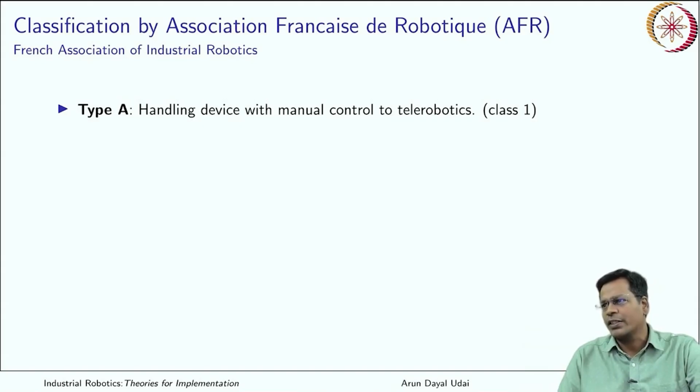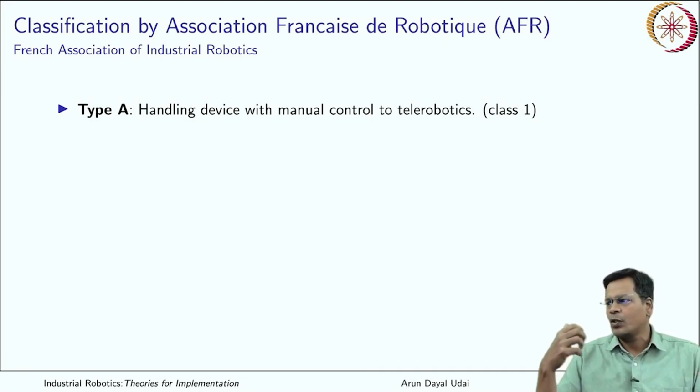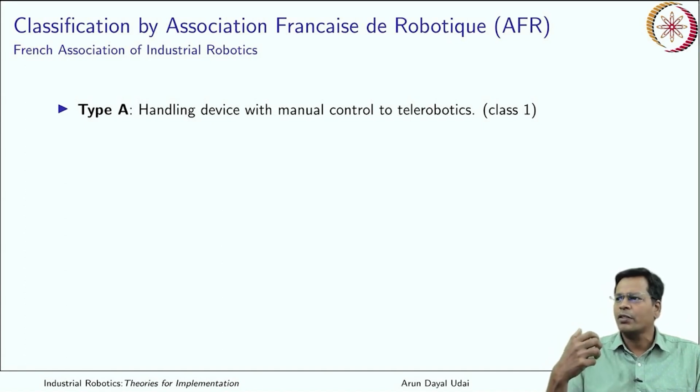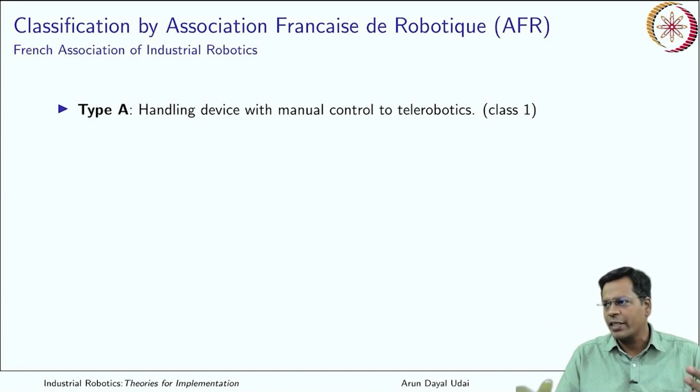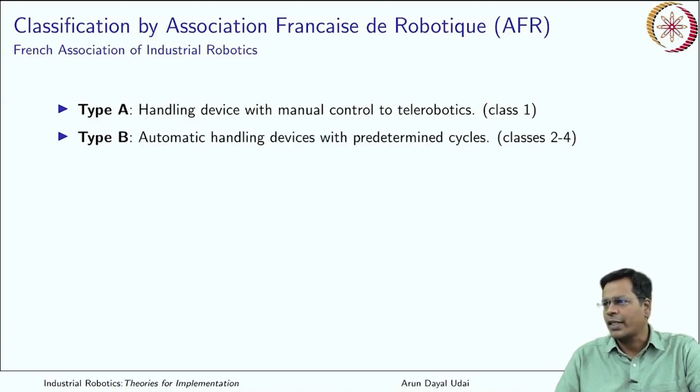The first one includes the handling device with manual control to telerobotics. Telerobotics means an operator is sitting somewhere remote and is able to control the robot remotely, like a master-slave system maybe. So this is similar to the one defined in class 1 of JIRA. Now type B, automatic handling devices with predetermined cycles, just like classes 2 to 4 of the earlier definition of JIRA.